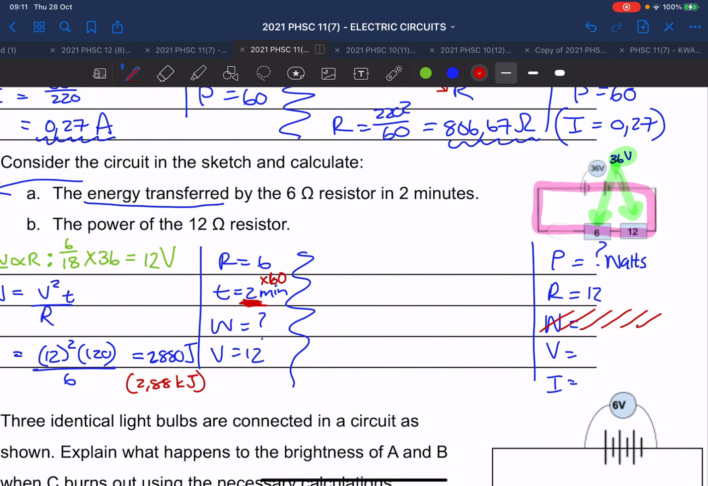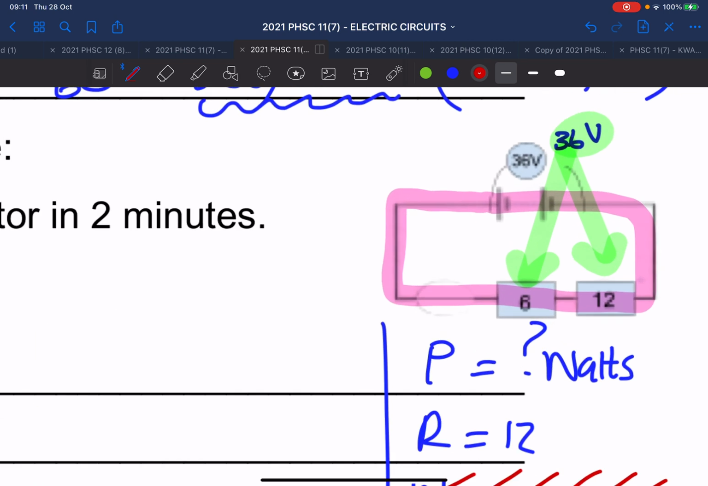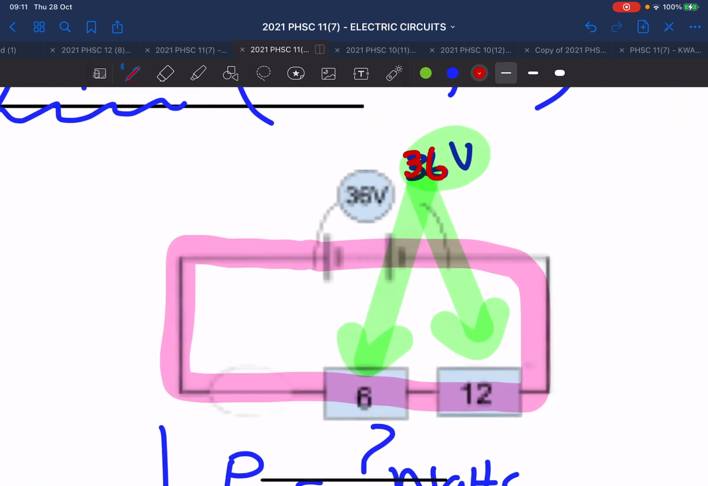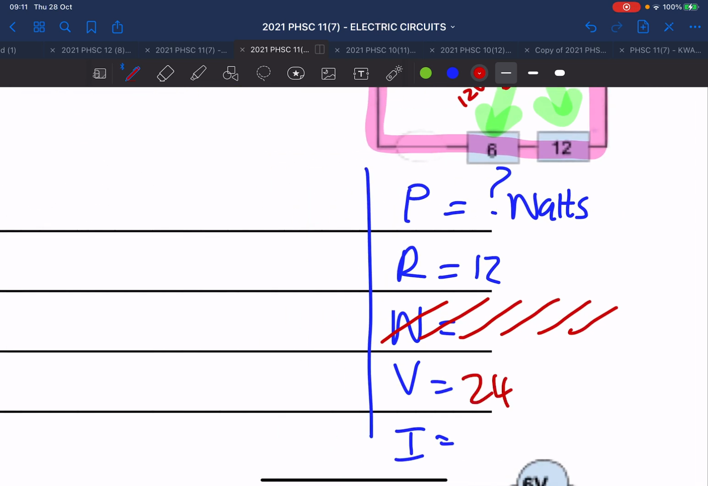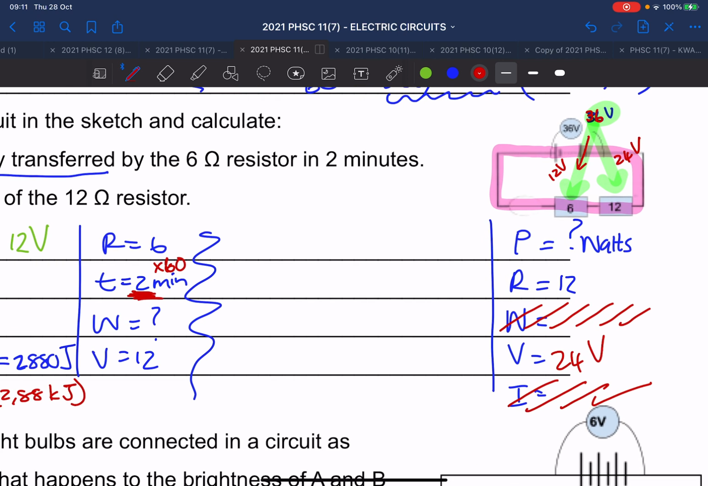Yes, Miles. If we look here, this volts was 36. We knew that 12 volts went in there, so this is 24 volts. So that is 24 volts. So we don't need current. So we need a formula with resistance, volts, and power. And that formula is V squared over R, I think.